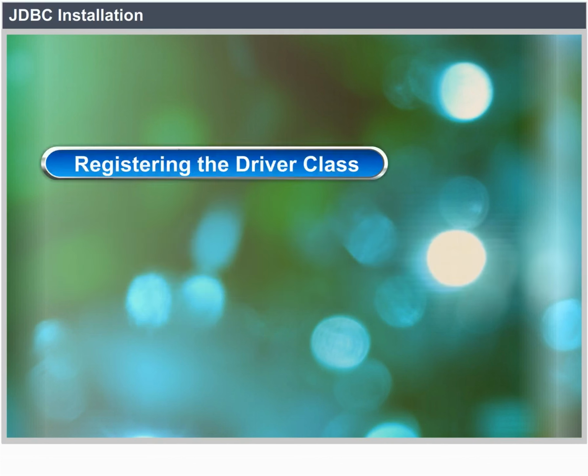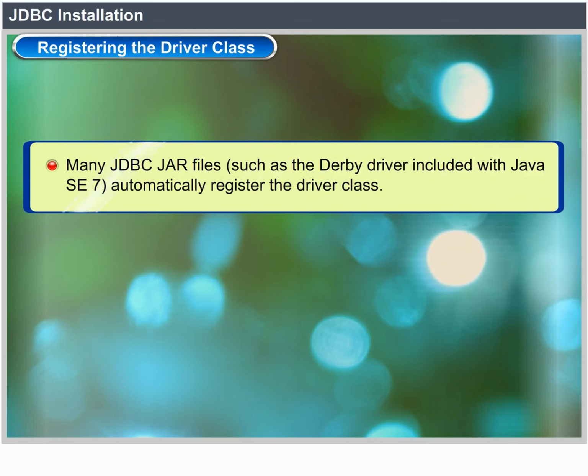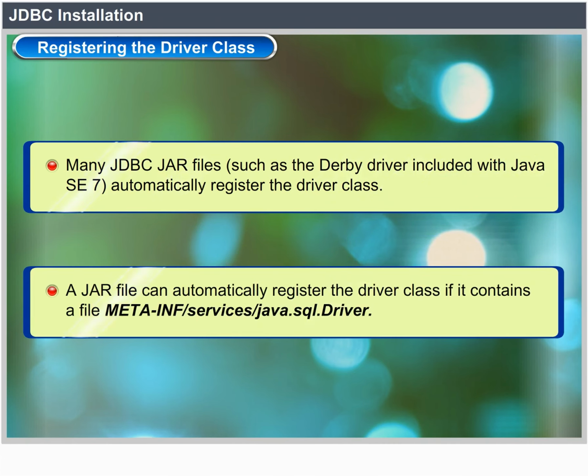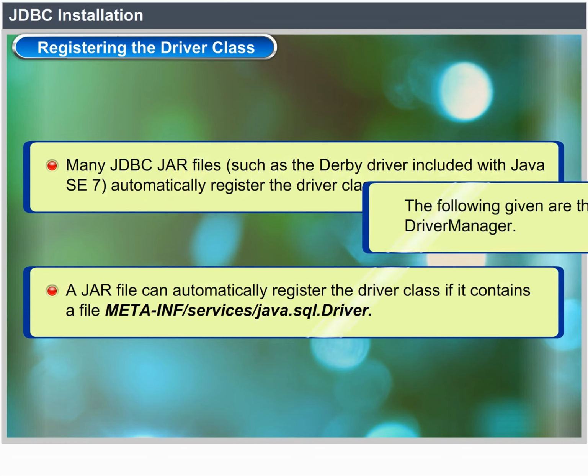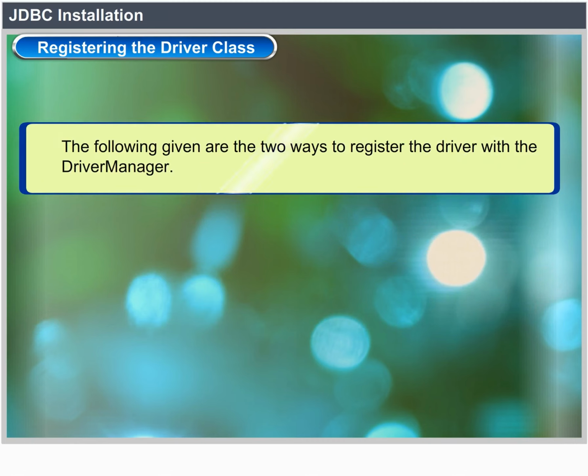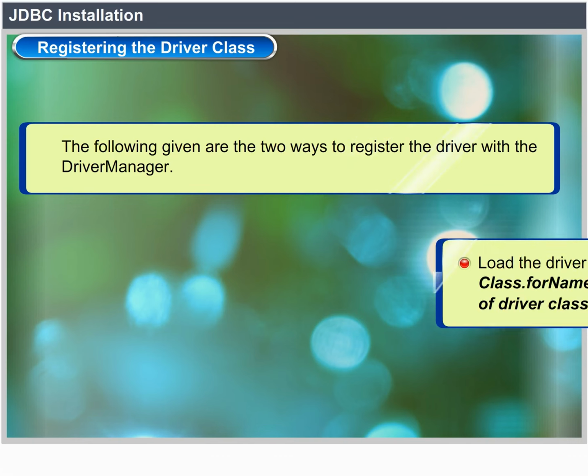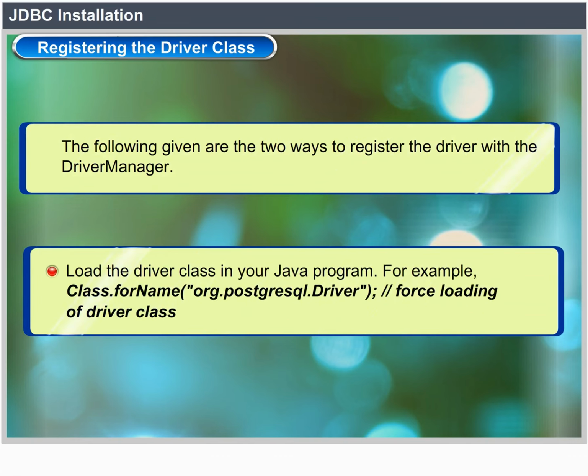Registering the driver class. Many JDBC JAR files, such as the Derby driver included with Java SE 7, automatically register the driver class. A JAR file can automatically register the driver class if it contains a file META-INF/services/java.sql.Driver. The following are the two ways to register the driver with the driver manager. Load the driver class in your Java program. For example, Class.forName("org.postgresql.Driver") supports loading of the driver class.